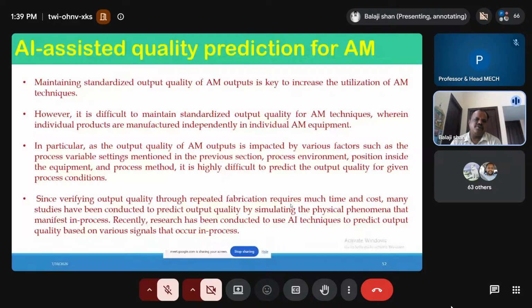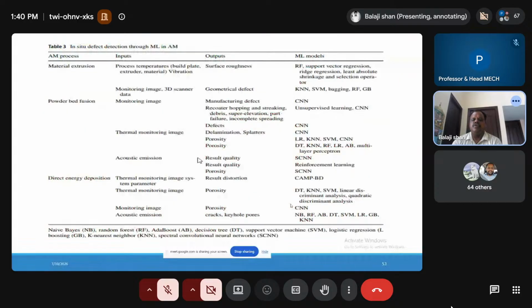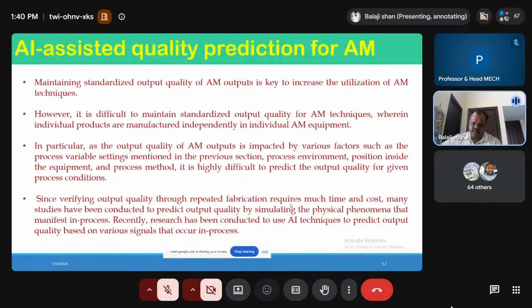Since verifying the output quality through repeated fabrication requires much time and cost, many studies are already conducted to predict the output quality by simulating the physical phenomena that manifest in the process. Recently, research has been conducted on using AI techniques to predict the output quality based on the various signals that occur in the process. So these are the advancements of artificial intelligence, and how it is put in place in the additive manufacturing process.